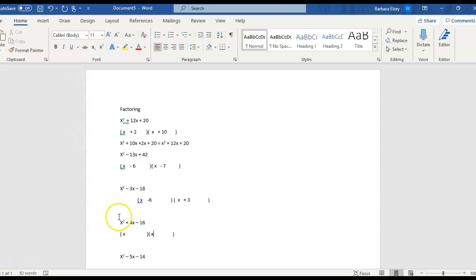And oops, I think I made a mistake in making the problem up because it's not going to work. Let's change this one up. Let's change that to 6x, and it'll work.